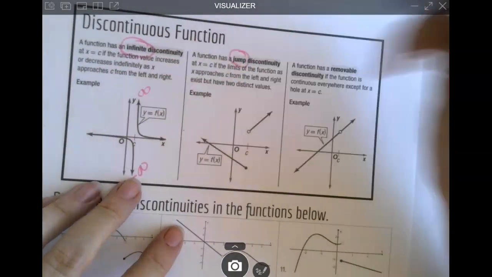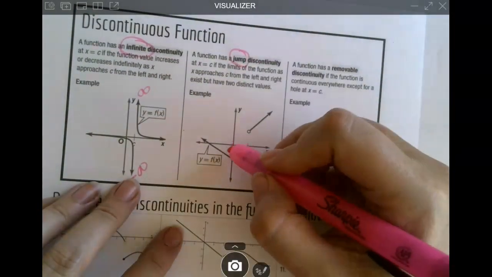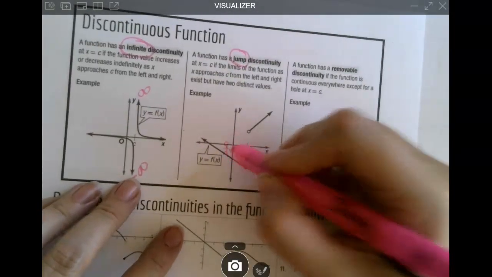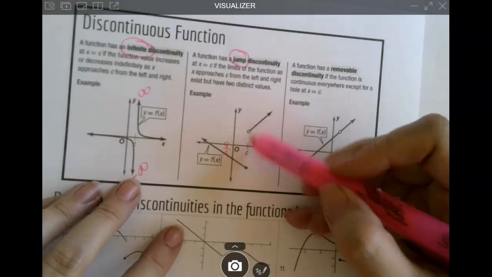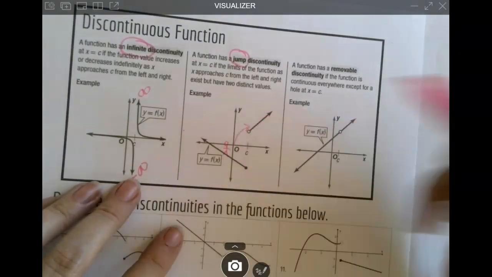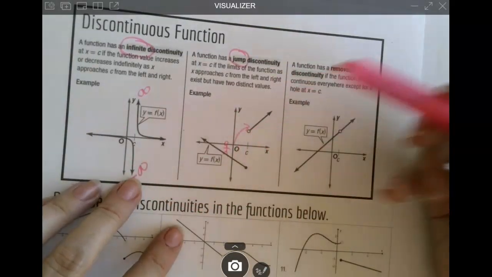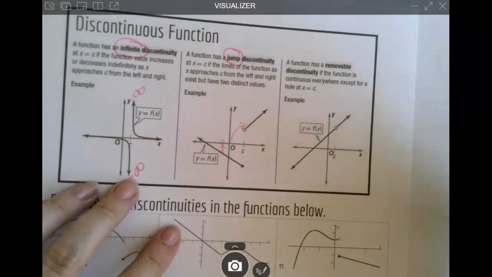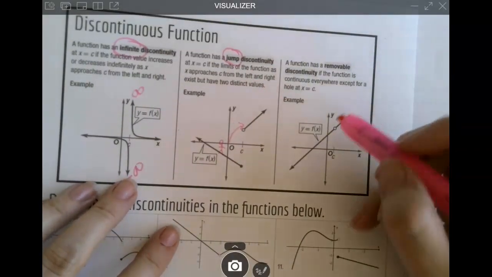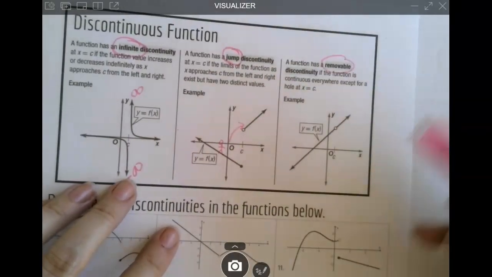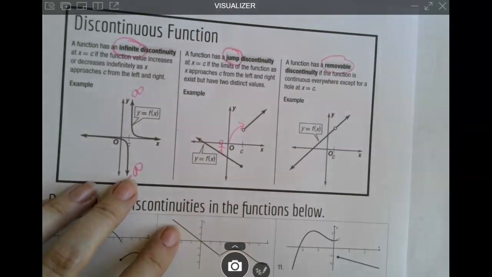Our next one is called a jump, and I kind of think about it, if I had a little guy walking along this line, to get from here up to that one, he would have to jump up to the next one. It's not an infinite distance, it's just a little jump up to the next one, and that's a jump discontinuity. And then finally, a removable discontinuity is when I just have one little hole in it.